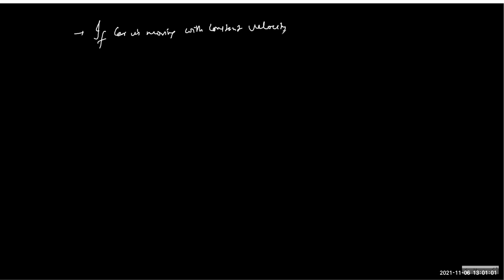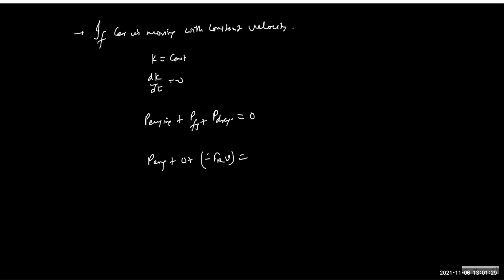So if you drive a car with constant velocity, in that case the kinetic energy of the car is constant, so dK by dt becomes 0. So P engine plus P friction plus P drag will become automatically 0. This is anyway 0, so P engine plus 0 plus P drag, so again you get the same answer.